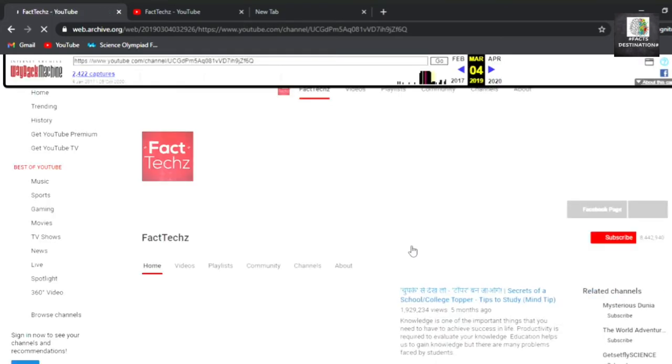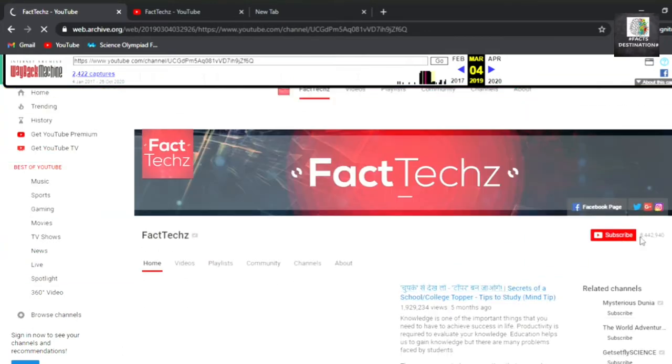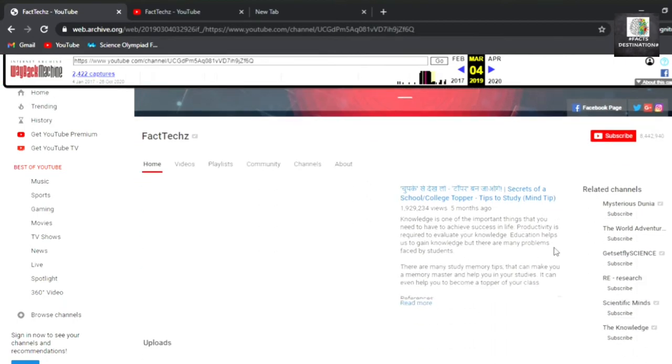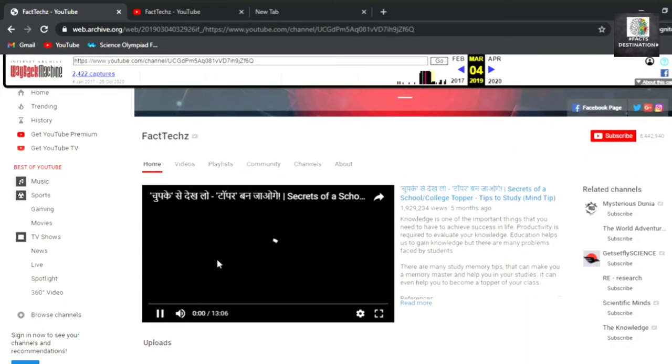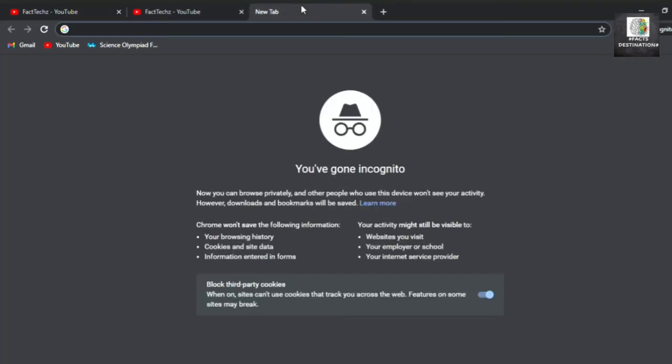So the website is loading. It's loading and you can see the history of any page on the internet if it is there on this website. And as you can see, it contains more than 500 billion pages. So there are high chances that your page may be on this website. So the FactText page is opened and as you can see, it is 8.4 million subscribers only. For your information, let me tell you that this is 21st December when I am recording the video and FactText has more than 15 million subscribers now.